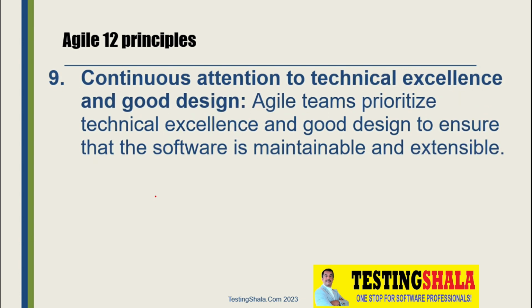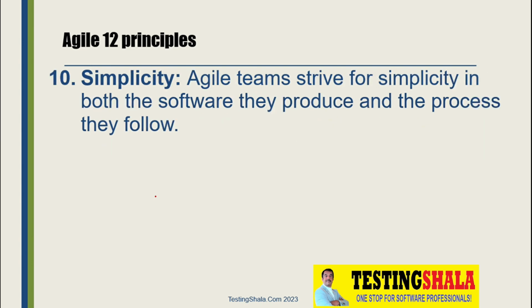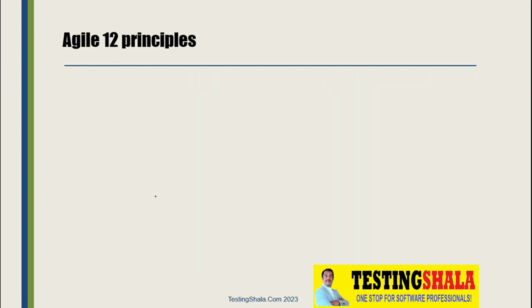And the ninth principle is continuous attention to technical excellence and good design as well. That is the key here. The main focus is that our team should have good technical expertise, plus the software should have a good design, because if you have a good technical team and good designs, then definitely your product quality will also be very good. And the tenth principle is simplicity. Agile teams strive for simplicity, both in the software they produce and in their processes. That is the tenth principle of Agile.